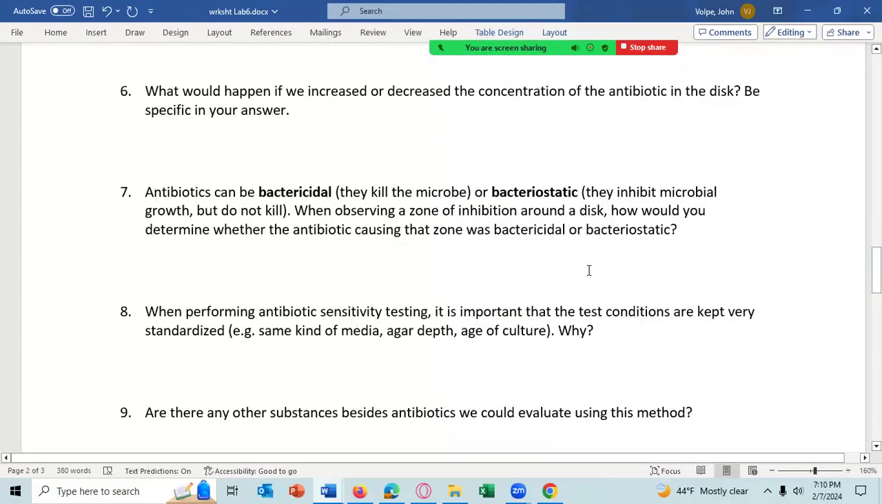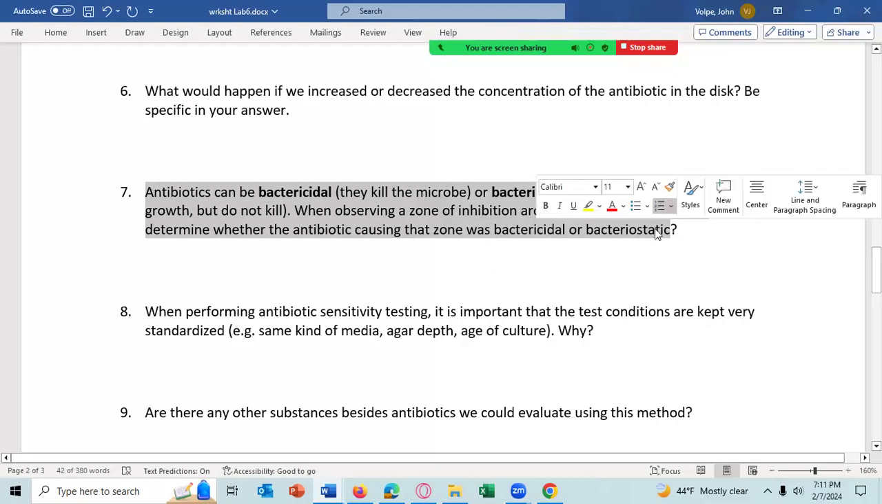7: antibiotics can be bactericidal, that is, they kill the microbe, or they can be bacteriostatic, they inhibit the microbial growth but do not kill the bacteria. When observing the zone of inhibition around the disc, how would you determine whether the antibiotic causing that zone was bactericidal or bacteriostatic? I'm going to warn you that this is a thinking question. You will not be able to get the answer directly simply by looking it up in the lab module. You have to think about the answer.